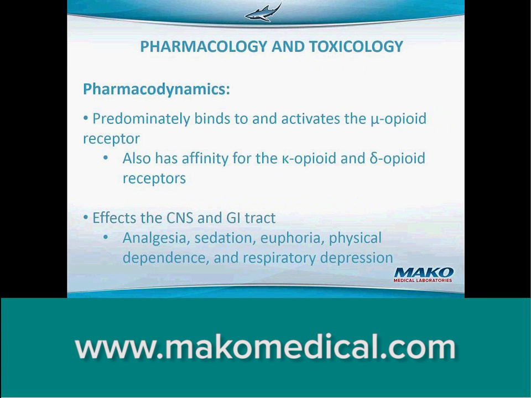Pharmacology and toxicology. So first we're going to talk about the pharmacodynamics. Morphine exerts its main effect by binding to and activating the mu-opioid receptors in the central nervous system. It also has affinity for the kappa and delta opioid receptors as well. In clinical settings, morphine exerts its principal pharmacological effect on the central nervous system and the gastrointestinal tract, where the primary actions of therapeutic value are analgesia and sedation. Specifically, if the mu-opioid receptor is activated, the associated effects of that are analgesia, sedation, euphoria, physical dependence, and respiratory depression.